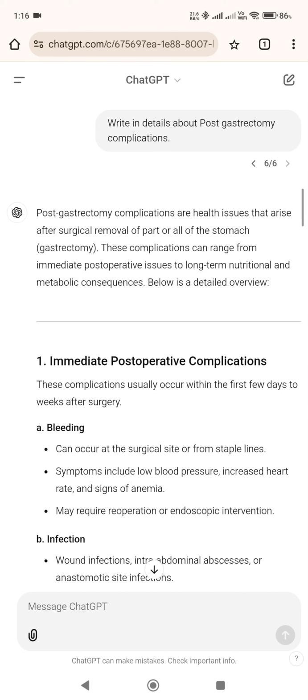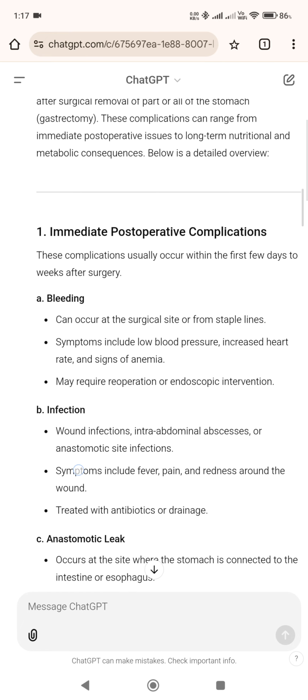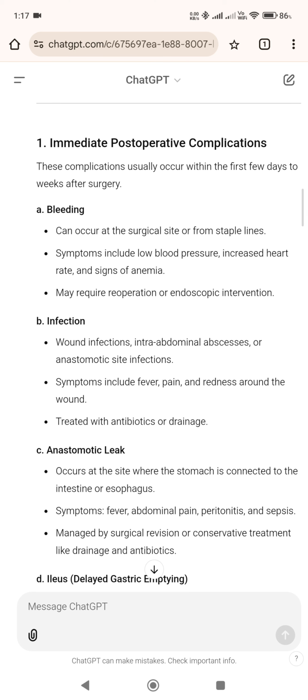Complications are health issues that arise after surgical removal of part or all of the stomach, gastrectomy. These complications can range from immediate postoperative issues to long-term nutritional and metabolic consequences. Below is a detailed overview. 1. Immediate postoperative complications. These complications usually occur within the first few days to weeks after surgery.